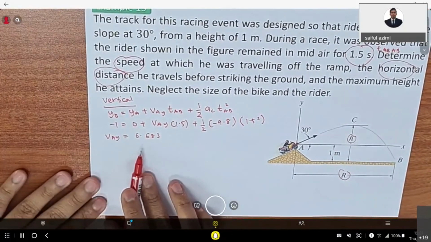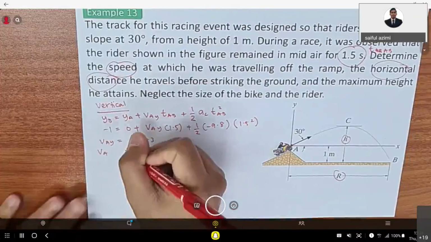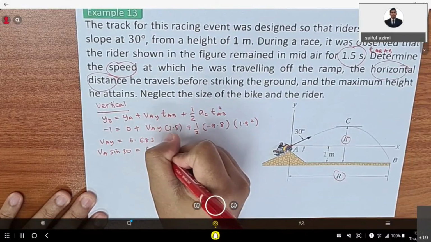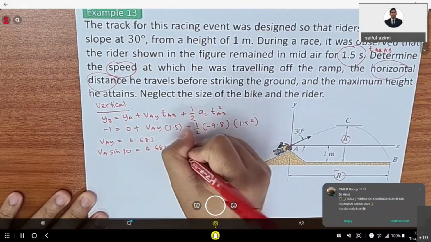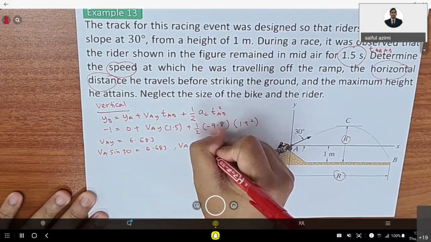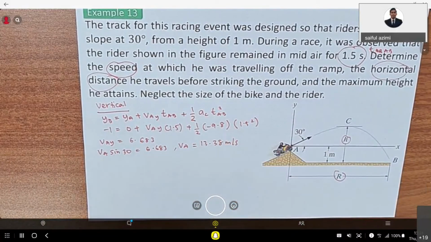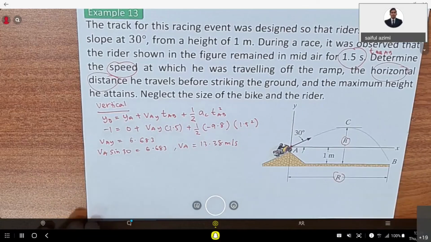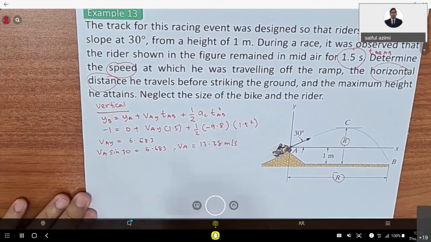And then VAY is actually VA sine 30, equals 6.683. So you get VA equals 13.38 meter per second. All right, so this is the speed, which is the VA. Can you understand this one? Yes, sir. Right.